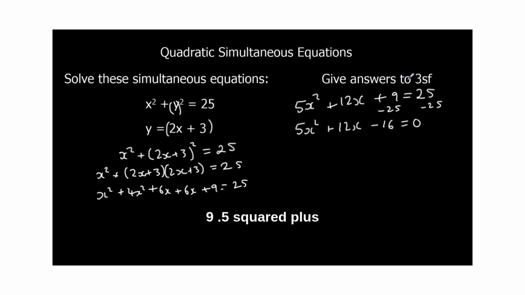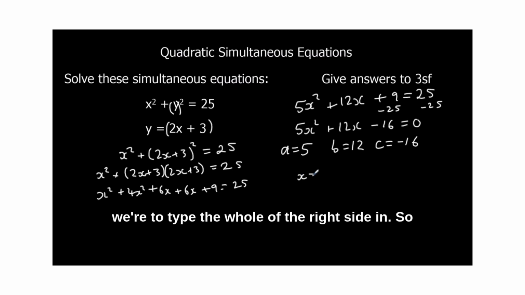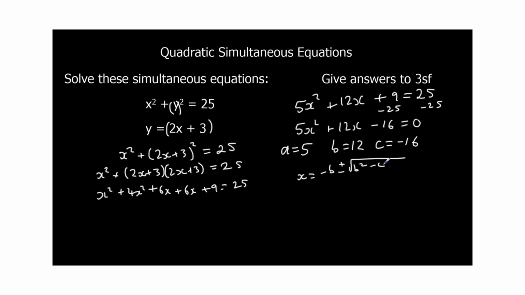It's told us we're going to give the answer to 3 significant figures. We don't factorize to 3 significant figures. So A is 5, B is 12, C is minus 16. These go into the quadratic formula. The quadratic formula is this, so we just substitute the numbers in.